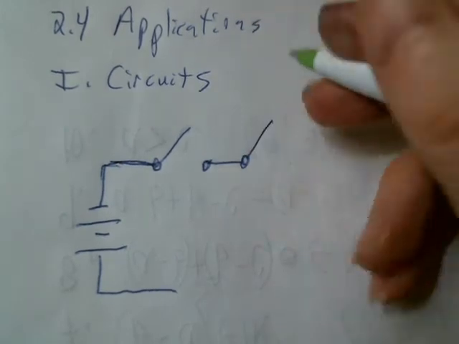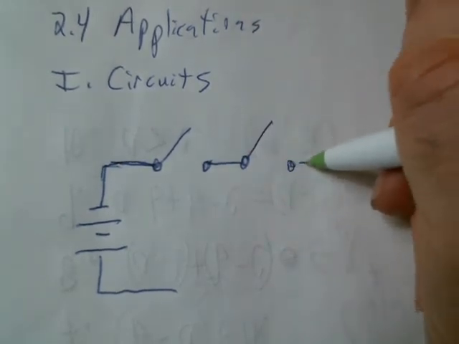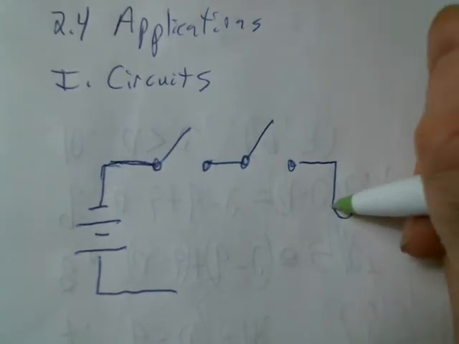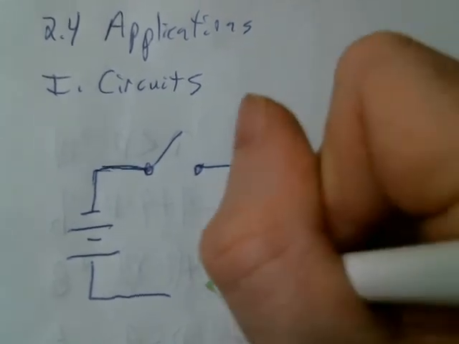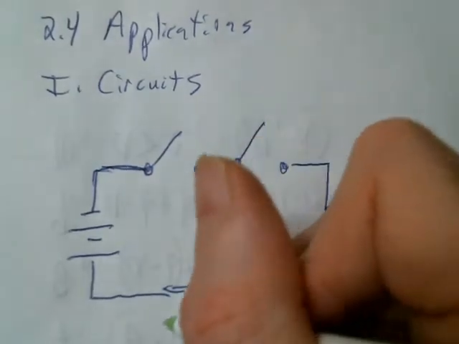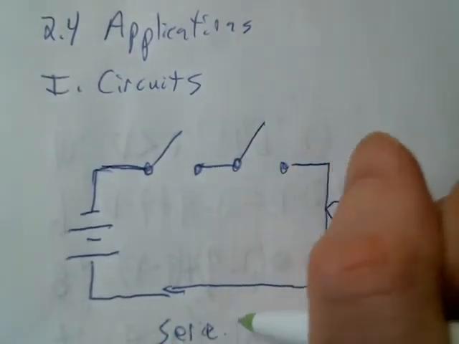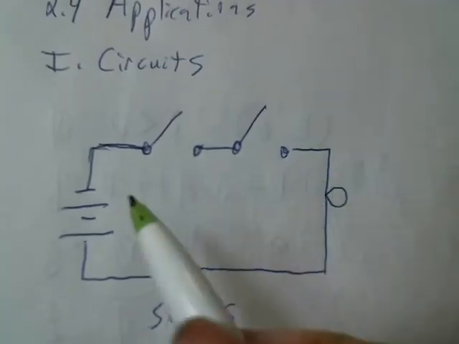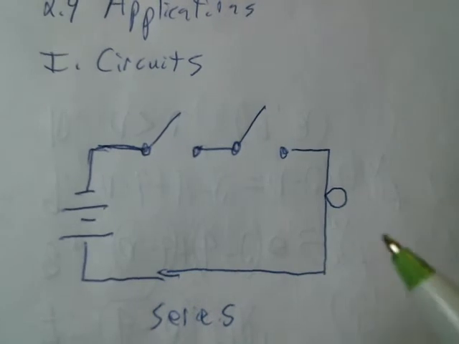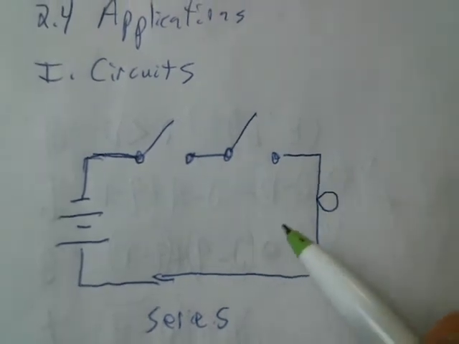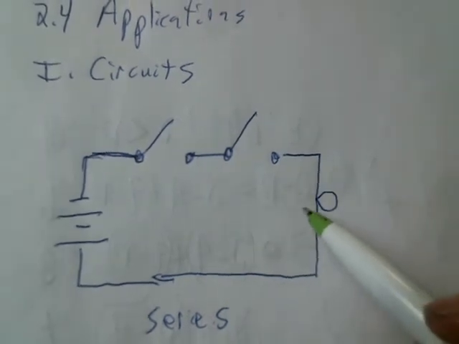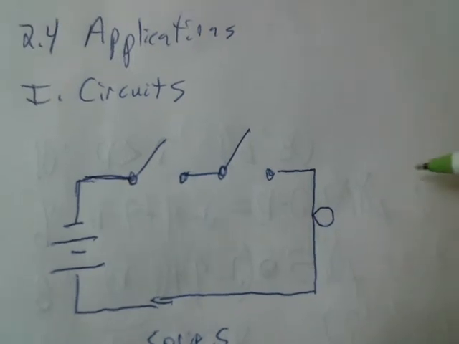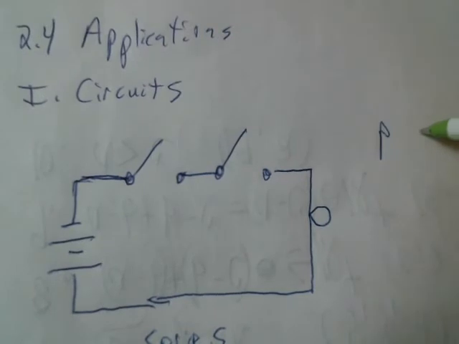Okay. Let's try this over here. And right here we have a light bulb of some sort. Okay, so this is a series circuit. And the only way for the light bulb to work is both of these guys have to be closed, right? So we could do a truth table to represent that.